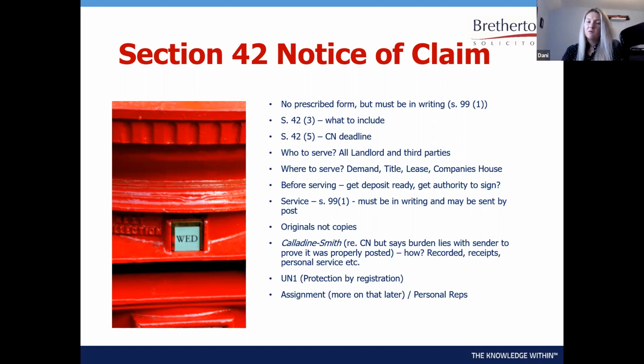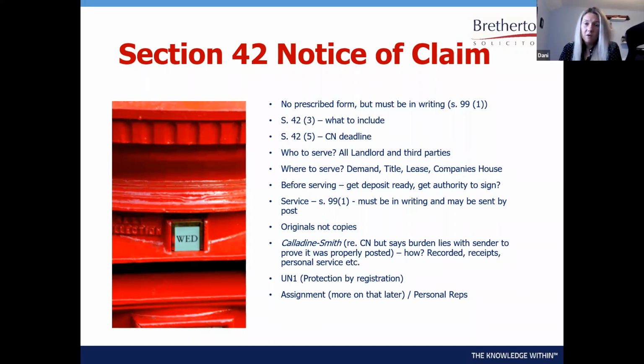Before serving the notice, you might want to be asking the tenant for the deposit on account ready. Verity will discuss that in more detail shortly, but it's best to ask for it up front because you only have a limited time to arrange the payment. And if you have signed the notice on behalf of the tenant, so if they aren't signing the notice themselves, you should be asking them for authority to do so, ideally in writing, because the landlord might be asking you for evidence that you had authority to sign the notice on their behalf. So do just make sure you have that on file ready for if the landlord requests it.